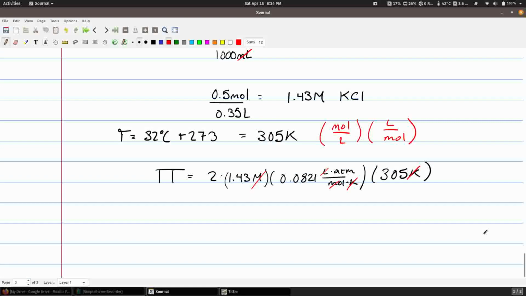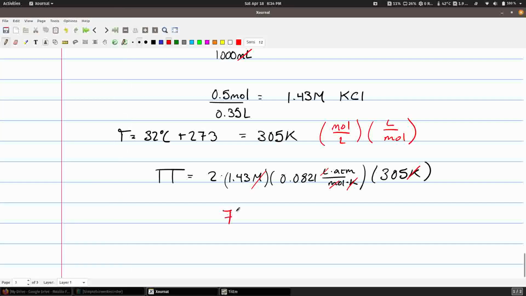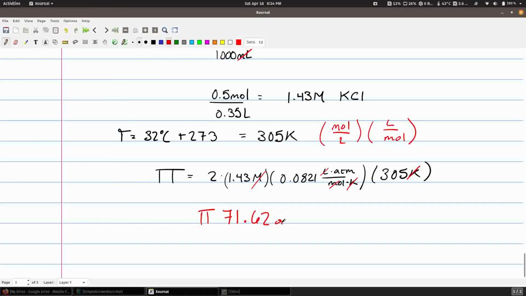So now all that's left to do is plug this into the calculator and figure out the answer. So we have 2 times 1.43, and you don't need parentheses because it's just straight multiplication. Just don't screw up on the decimals or anything. Times 305. So our osmotic pressure is going to be kind of high. It's going to be 71.6 atmospheres. So pi equals 71.6 atmospheres. And that's how you would calculate the pressure.